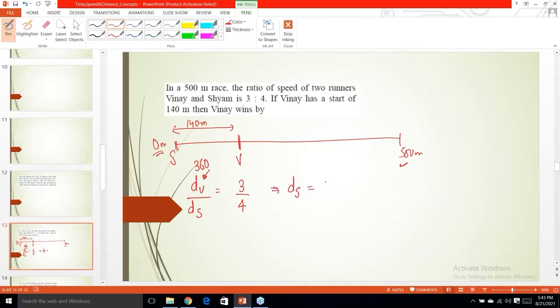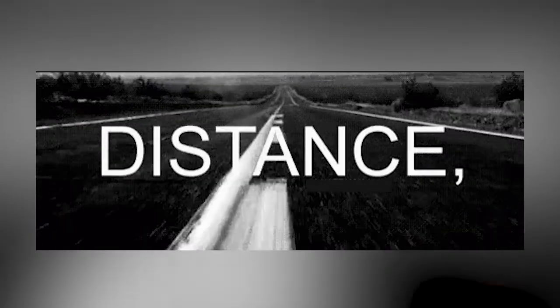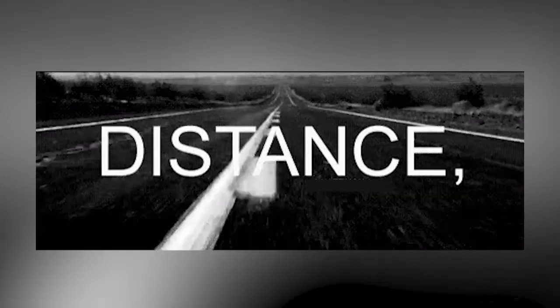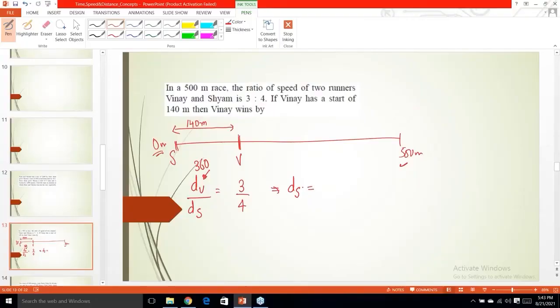Now understand that we have assumed that Vinay wins. We don't know who wins, right? The question is stating that Vinay wins, which is fine, but the option could be like Vinay does not win at all. We have assumed Vinay wins. So if we get a distance that Sham travels as less than 500, then we can be sure that Vinay has won the race. If this distance is greater than 500, then Vinay has not won the race. Then in fact, Sham would have won the race.